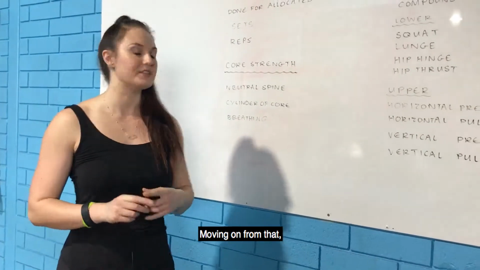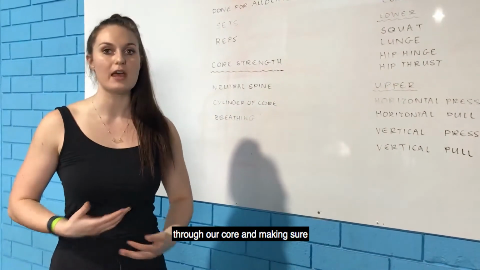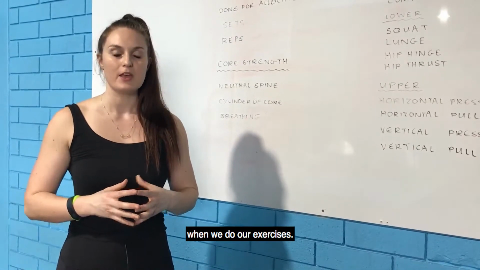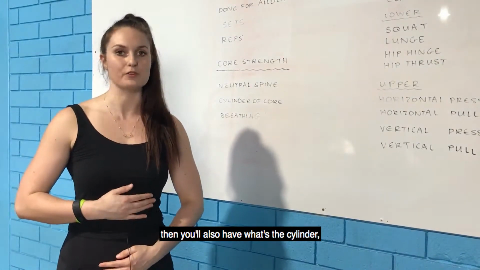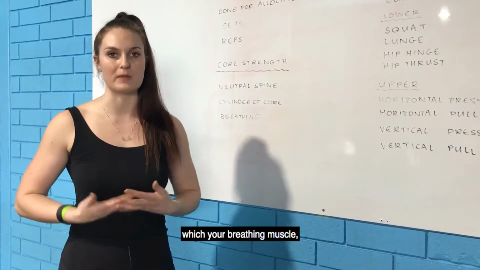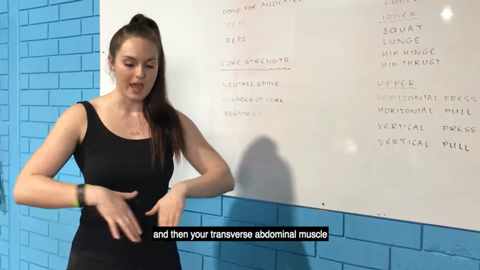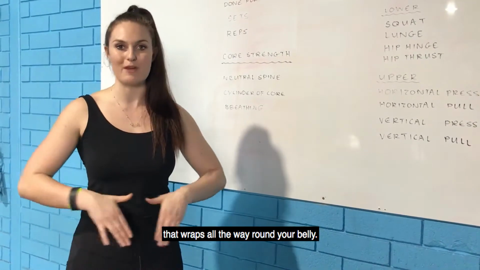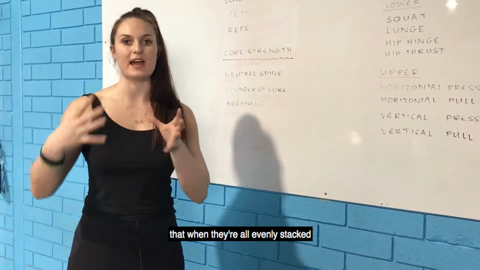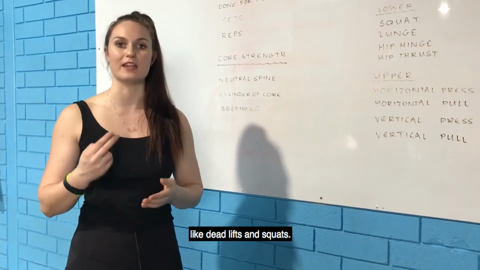Moving on from that, the cylinder of our core is a really great way to make sure we're bracing correctly through our core and making sure that we've got good even intra-abdominal pressure when we do our exercises. So if you've got neutral spine, then you will also have what's called the cylinder. So that involves your diaphragm muscle at the top, which is your breathing muscle, your pelvic floor muscle down the bottom, which you can tuck up against gravity, and then your transverse abdominis muscle that wraps all the way around your belly. So when they're all together, they create a cylinder that when they're all evenly stacked has nice even pressure, which is great, especially for your big compound movements like deadlifts and squats.